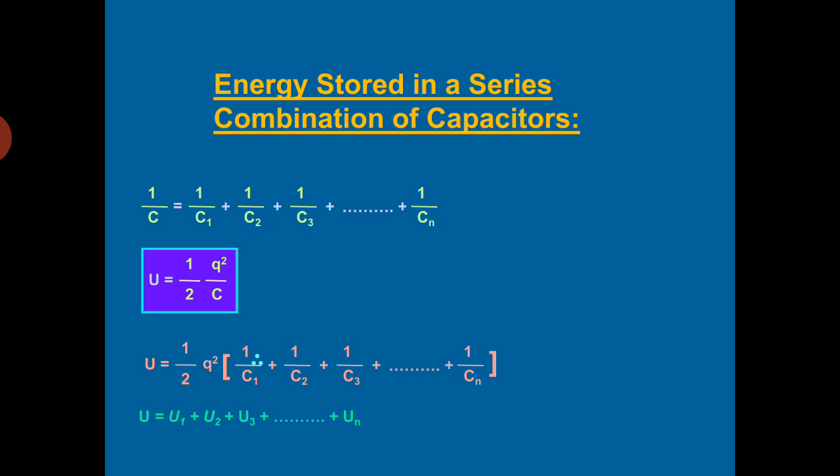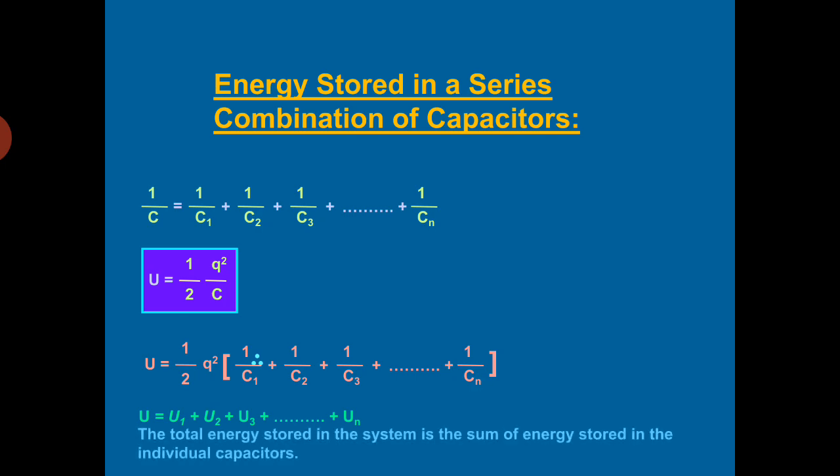So what we get finally is that the energy stored in a series combination of capacitors, that is U, equals U1 plus U2 plus U3 up till Un. It means it is equal to the sum of the energies stored in individual capacitors. Right? So what we can write? The total energy stored in the system is the sum of the energy stored in the individual capacitors.